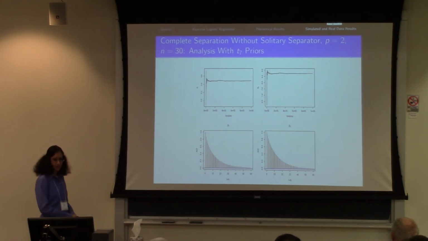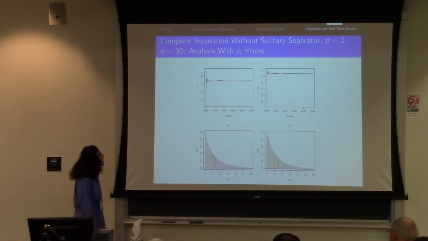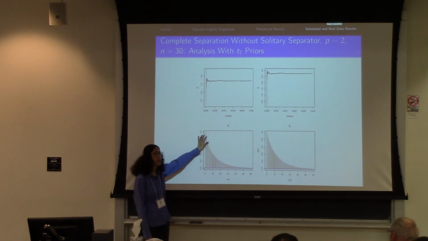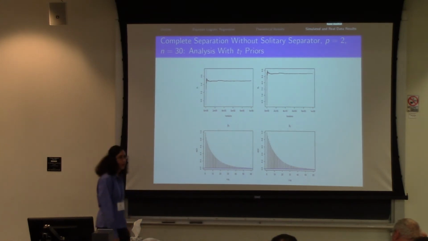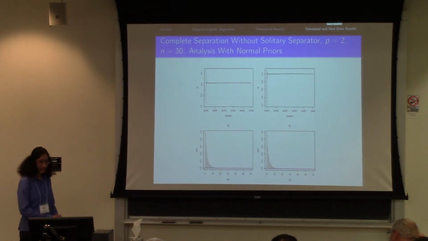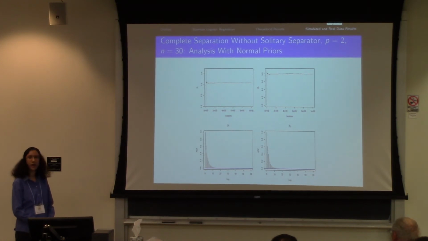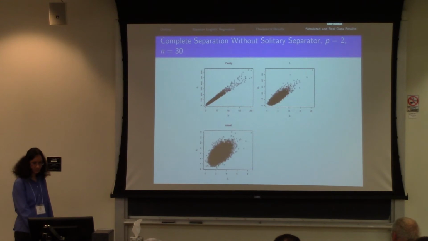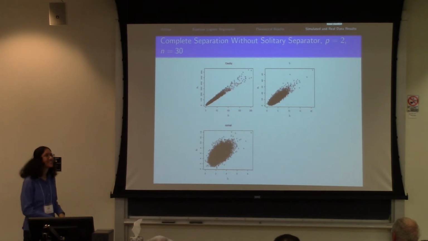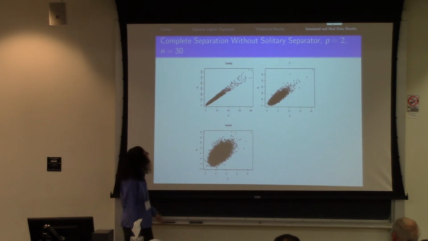Here is the same data now analyzed with t priors with 7 degrees of freedom. And we see things start to look better. We still have kind of high autocorrelations here, but the decay is much faster now. And here is the analysis with normal priors, which again looks much better. And here is a plot for the posterior samples that I actually suggested, which I think is a great idea.